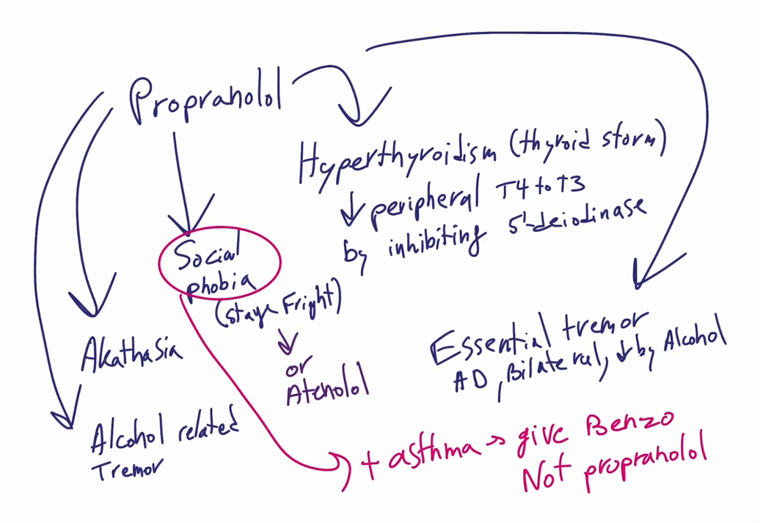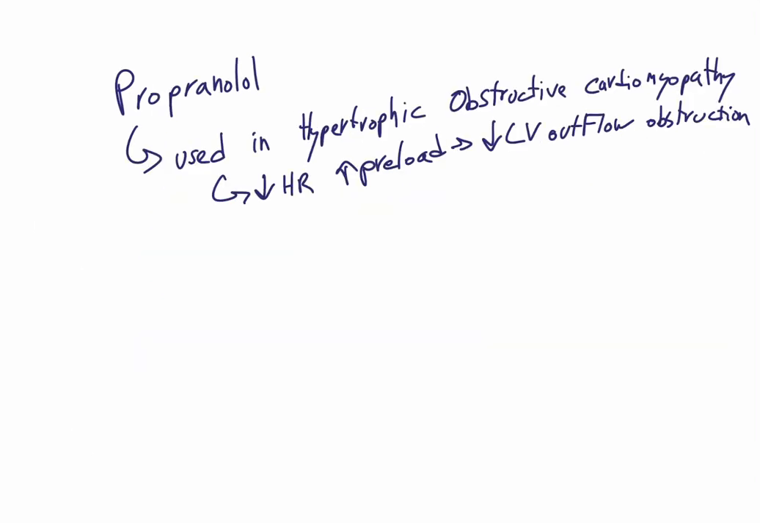Propranolol is also used in hypertrophic obstructive cardiomyopathy. This is used for the reason that it slows down the heart rate and increases preload. If you reduce the left ventricular outflow tract obstruction, you will improve the patient's symptoms.